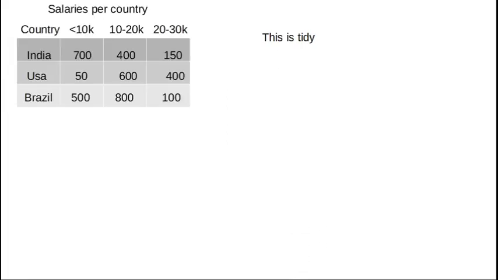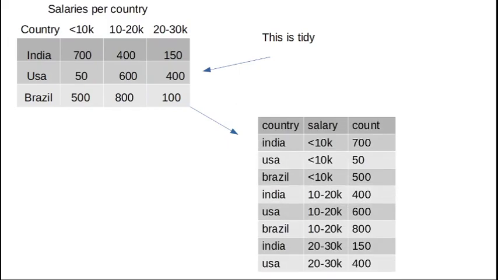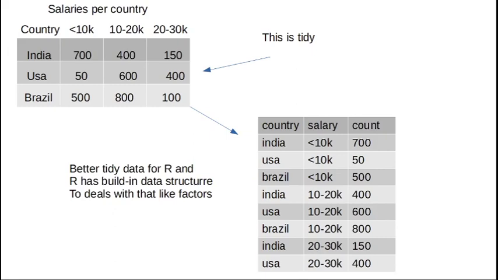So this is also tidy, but if you convert it into a better version of tidy data, it looks like this, okay. And this is better for R because it is a vectorized programming language, and it is a much better format for analysis in R. And R has a built-in data structure to deal with this kind of column. It is called factors.